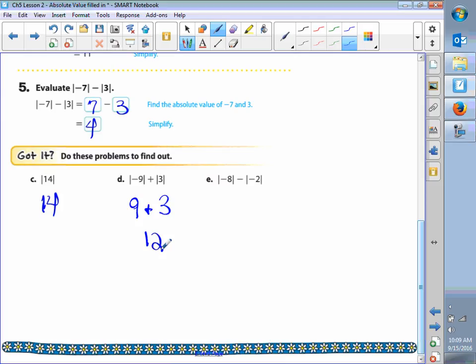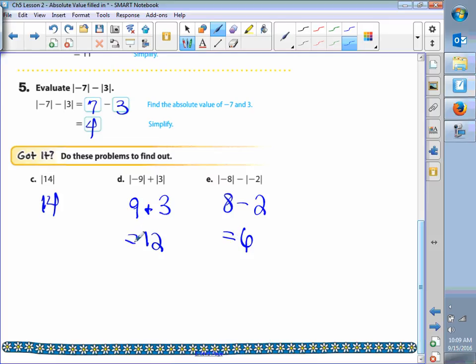How about this one? Absolute value of 8 is 8. Minus the absolute value of 2 is? I'm sorry, the absolute value of -2 is 2. And then we have 8 minus 2, which is? 6. Is everybody clear?